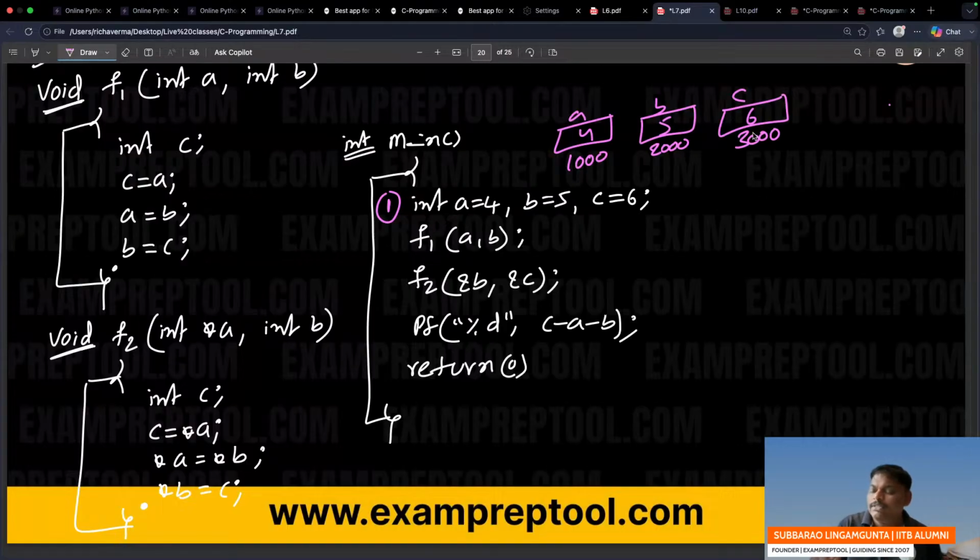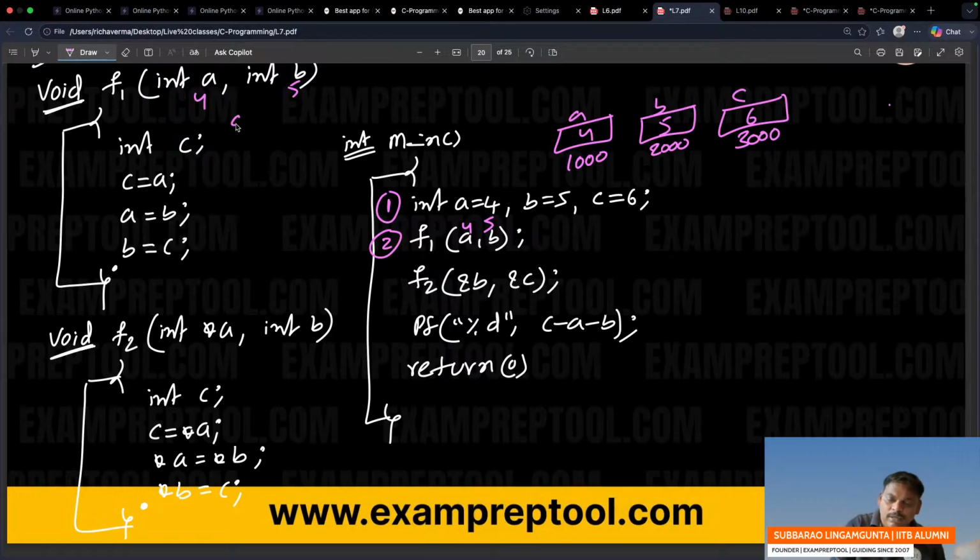C6. So the first one is A4, B5, C6, 1000, 2000, 3000. Everything is perfect. I hope no problem at all. Can you see the second one? F1 AB. Remember, variable going means inside going. A4 going, B5 going, 4, 5 going. So where they are going? F1. It is 4, it is 5.